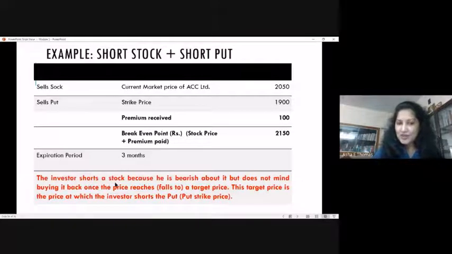The investor shorts a stock because he is bearish about it, but does not mind buying it back once the price falls to a target price. This target price is set as the price at which the investor shorts. That is the put strike price. So short stock means short selling without owning.